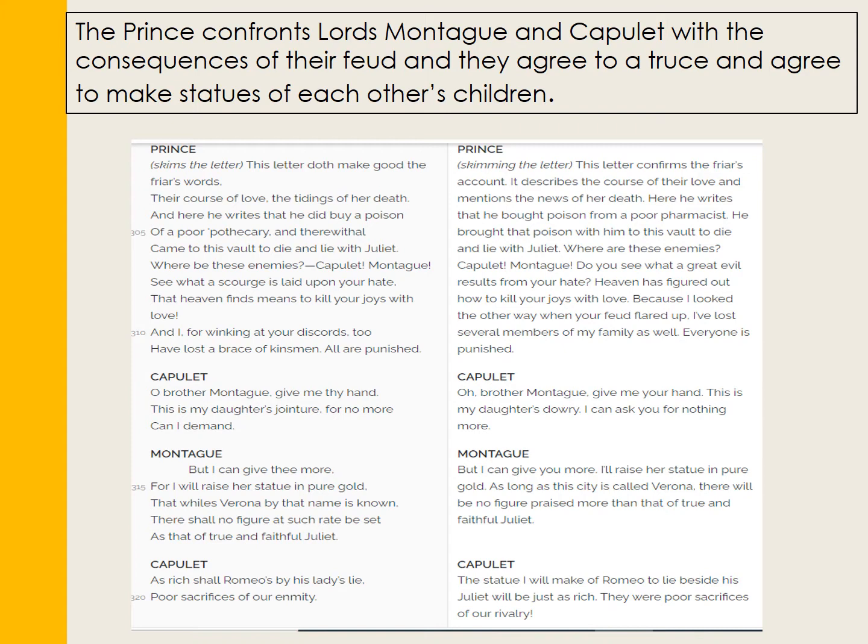And then we can see that Capulet and Montague agree to a truce. Montague says that he'll raise a statue of Juliet in pure gold, and Capulet agrees to do the same of Romeo. And Capulet says they were poor sacrifices, due to this rivalry that's been ongoing between the Montagues and the Capulets.